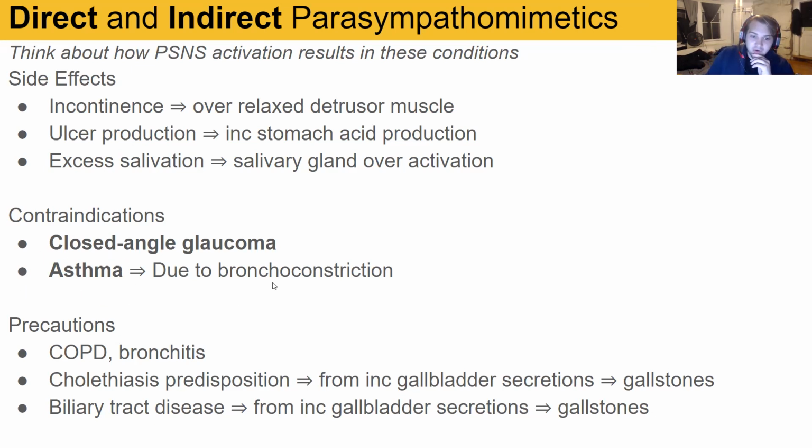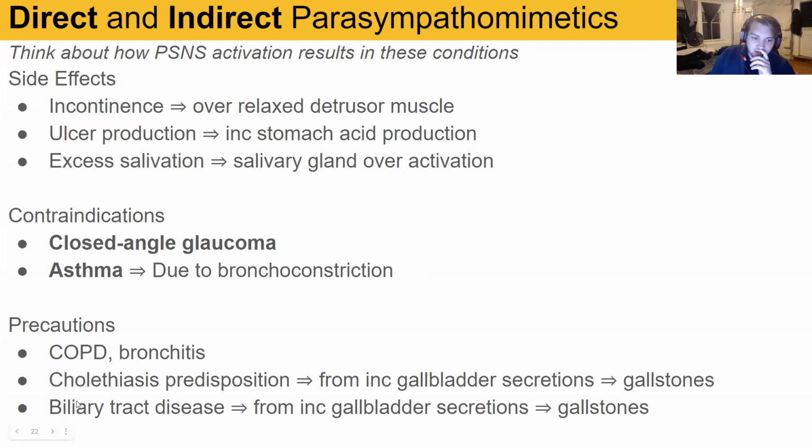Likewise, the bronchoconstriction from our parasympathomimetics is going to make it harder to breathe for someone with asthma. So we'd never give it to someone with asthma.